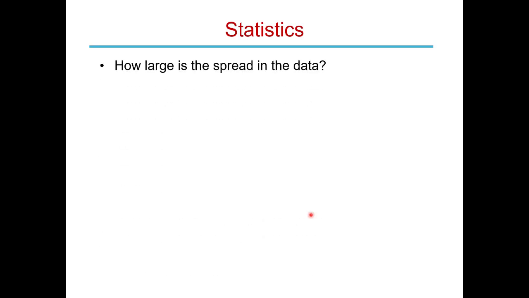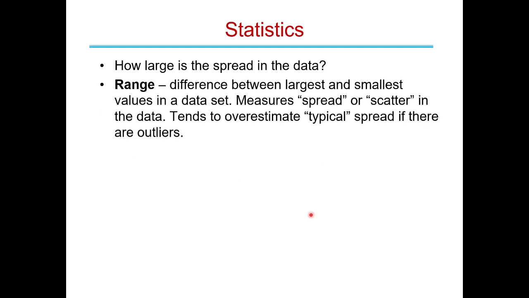So another question that we might want to answer about our data set, well, we see that the numbers are not all the same, but how much spread is there in the data set? How scattered are the data points? We know that that scattering is due to random error, so this is a question about how big is the random error in this set of measurements. So one way that we might calculate the spread is to calculate a number called the range. So the range is just the difference between the largest and the smallest values in your data set. And so it measures a spread or a scatter, how far apart are the data points typically, but it tends to overestimate typical spread if there are outliers.